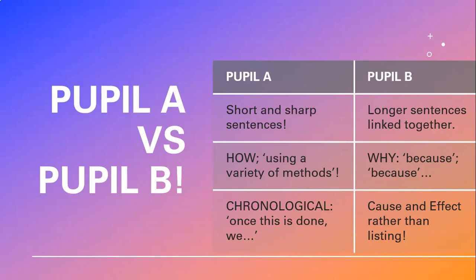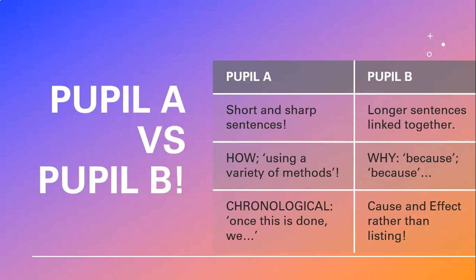So in this instance, pupil A has the better answer. Let's look at why this is. Pupil A gives us short and sharp sentences that get straight to the point. Whilst pupil B is linking longer sentences together through using joining up terms such as because. The issue here is that as soon as you use because, you're beginning to give a why and starting to justify. That is too complex for describe.